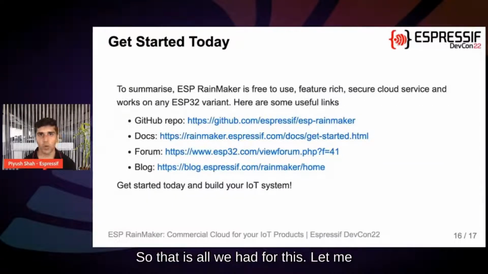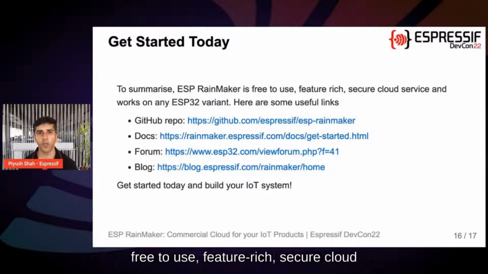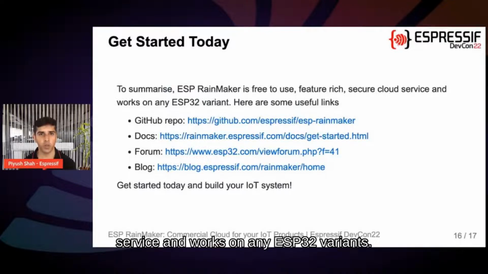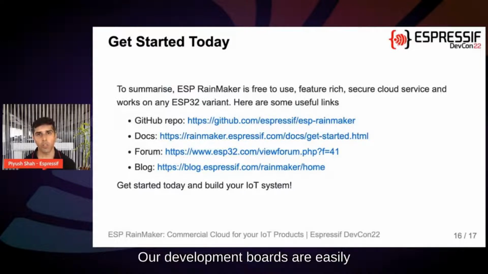So that is all we had for this. Let me just summarize. ESP RainMaker is a free-to-use, feature-rich, secure cloud service and works on any ESP32 variants. Our development boards are easily available. As I mentioned, the source code is easily available. So you can just get started right away and build your IoT system.